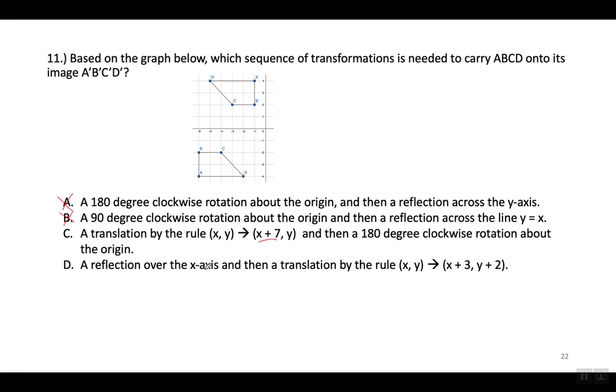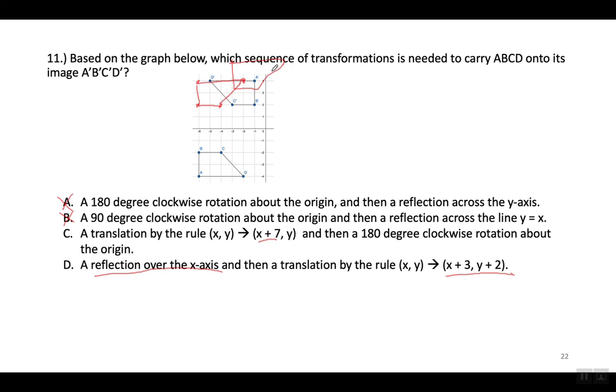D says a reflection over the x-axis. If I reflect it over the x-axis, the quadrilateral is going to look like this. Okay, that's a reflection over the x-axis. And then it says to a translation by this rule. This rule means you're going to move this shape 3 units to the right and 2 units up. Obviously, you can see it's pointing in the wrong direction. It doesn't have the same orientation as the one that we want. If you move it 3 units to the right and 2 units up, it's going to end up looking something like that up here.